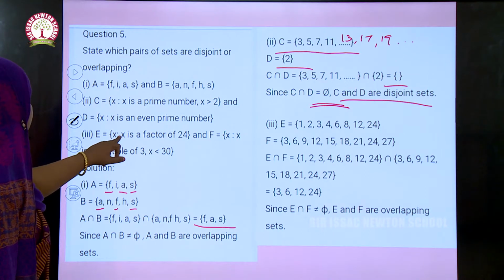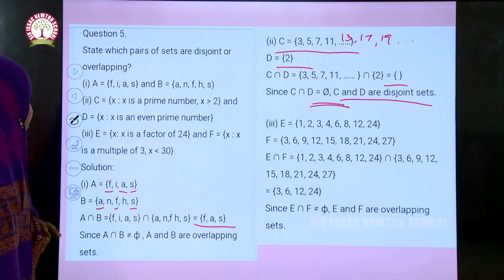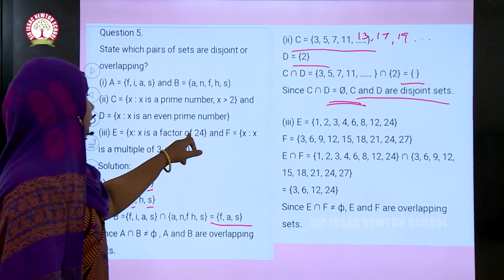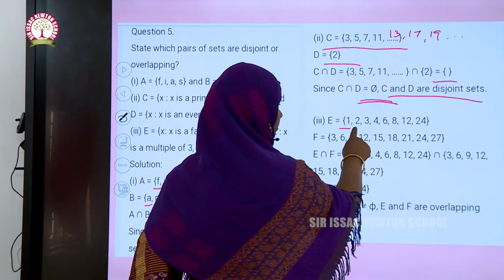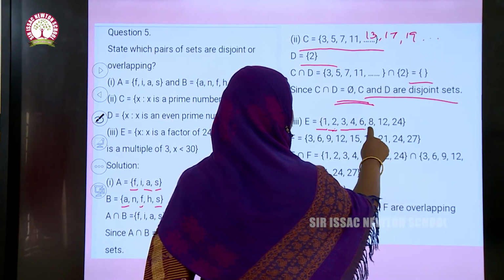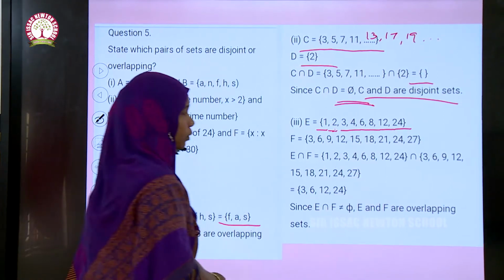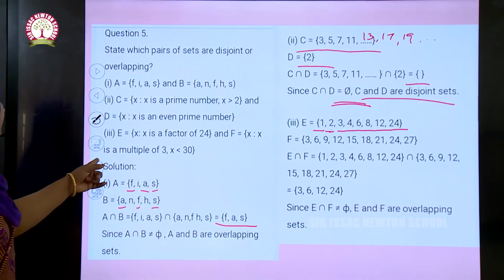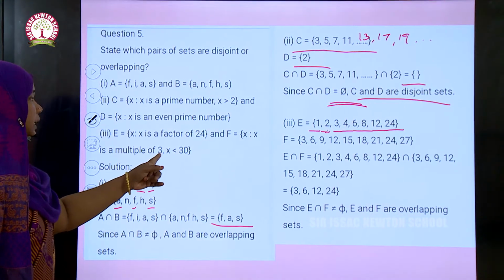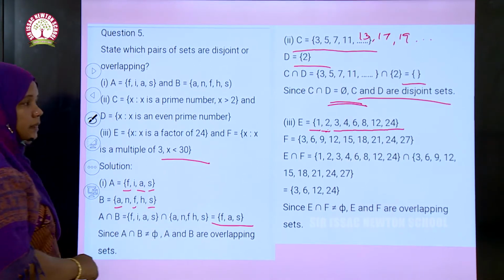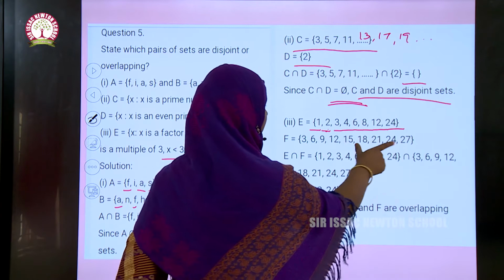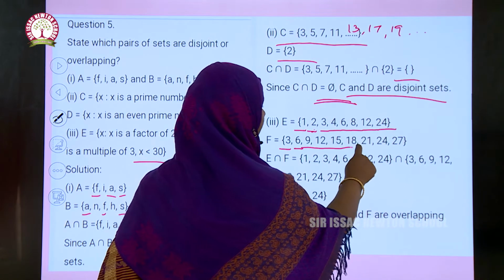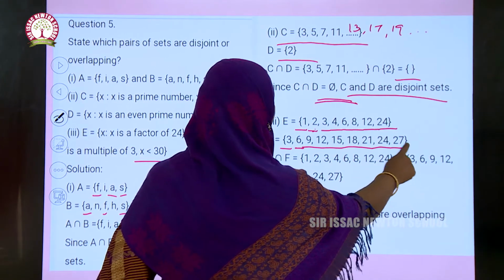Next, look at the third sum. E is equal to the set of X such that X is a factor of 24. What are the factors of 24? We all know that 1, 2, 3, 4, 6, 8, 12 and 24. These are the factors of 24. F is equal to the set of X such that X is a multiple of 3 and the rule is X is less than 30. So start writing the multiples of 3 less than 30: 3, 6, 9, 12, 15, 18, 21, 24 and 27.